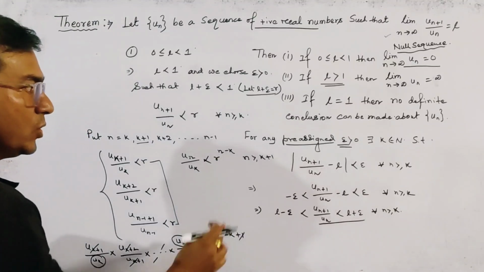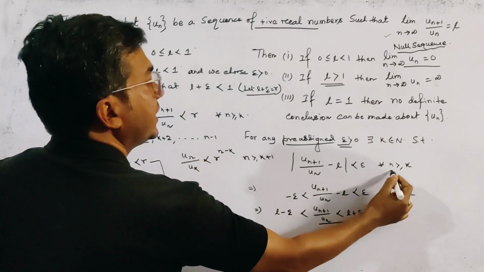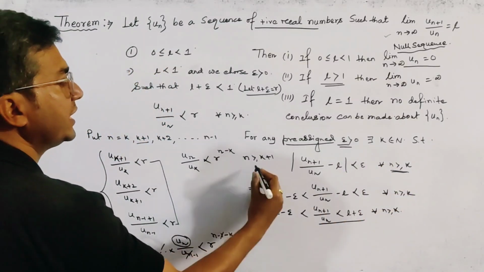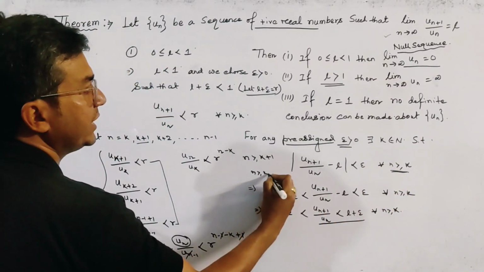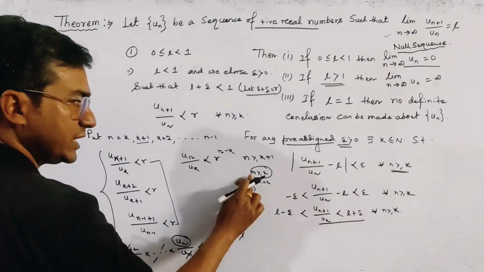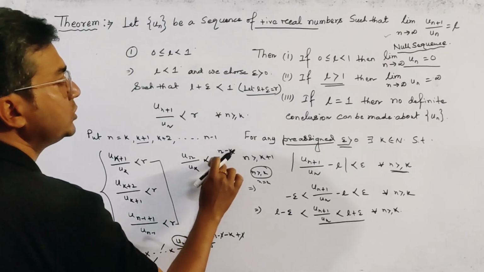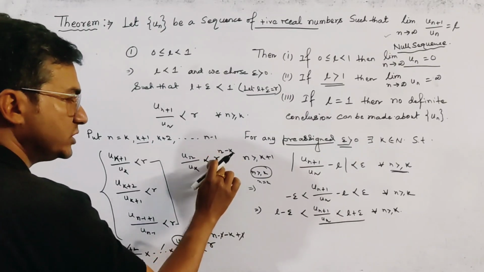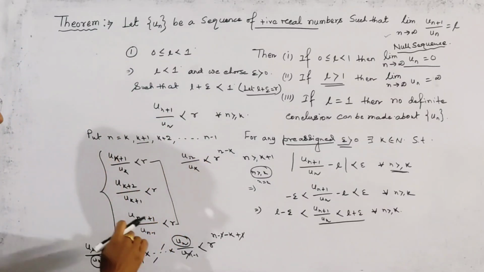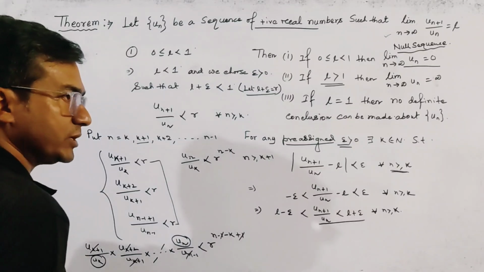Okay, why do we write n greater equal to k plus 1? Because if we take n greater equal to k, then n minus k, we may take n equal to k, because here the equal sign holds. So this side is r to the power 0 maybe, r to the power 0 means 1. For this reason we take n greater equal to k plus 1.